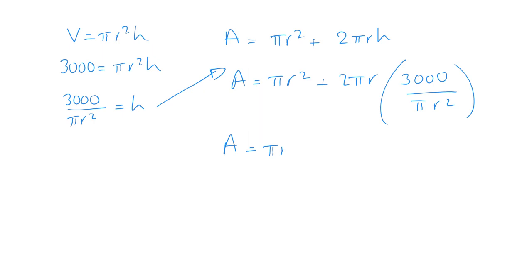So again, the first bit staying the way it is. Hopefully you can see, we can cancel a pi here and a pi here. We can cancel one of the r's on the bottom with the one on the top. So we're left with 2 times 3,000, which is 6,000, and we just have r on the bottom. And that's what we were asked to prove.